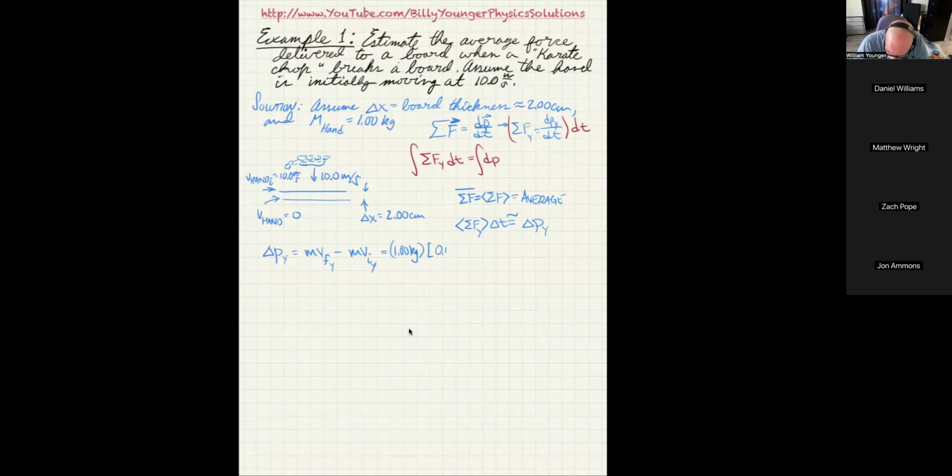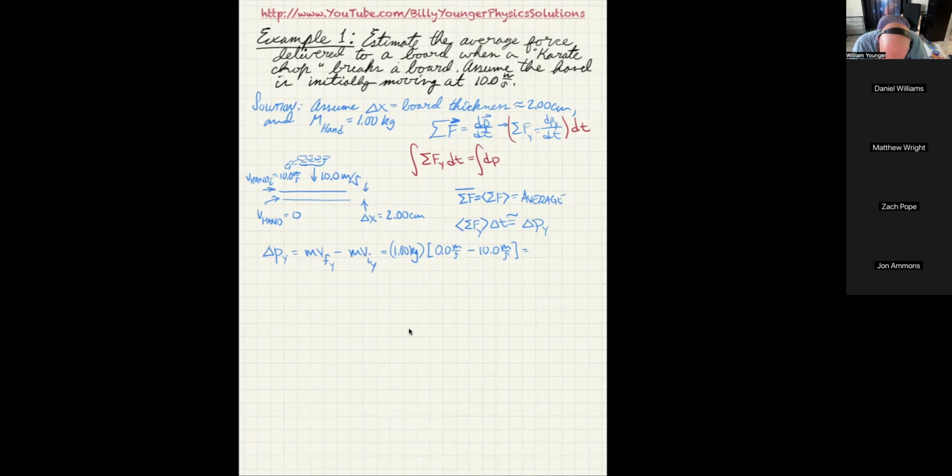So I'm going to say 0.0 meters per second minus 10.0 meters per second. And you can see automatically that this gives us a delta p that's in the negative direction. And that's because we've chosen the direction the object's initially going, which was down, to be the positive direction. And obviously, it's got to absorb a force in the negative direction, upwards, in other words, to bring it to a stop.